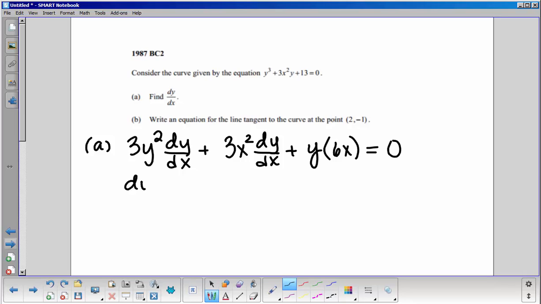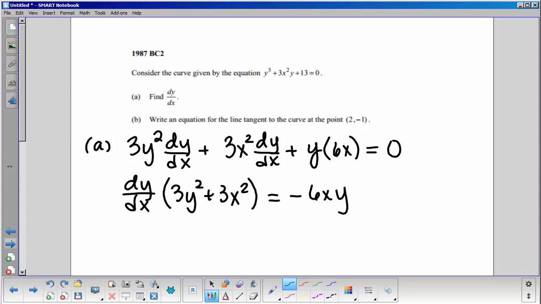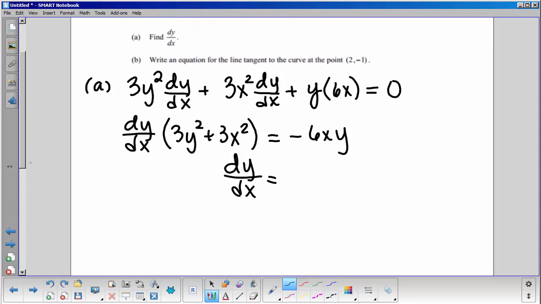Let's factor out a dy dx. And we're left with 3y squared plus 3x squared equals what? I'm going to move the negative 6xy to the right side. And dy dx equals negative 6xy over 3y squared plus 3x squared.